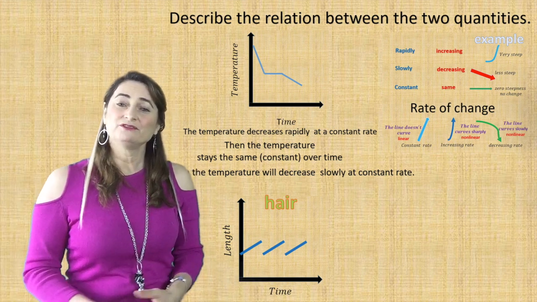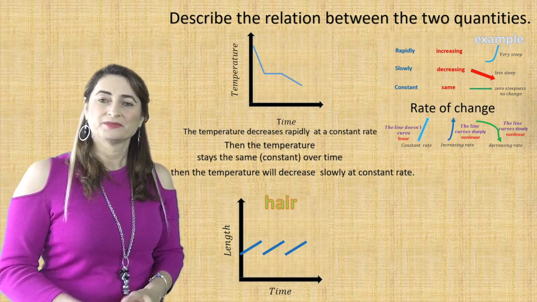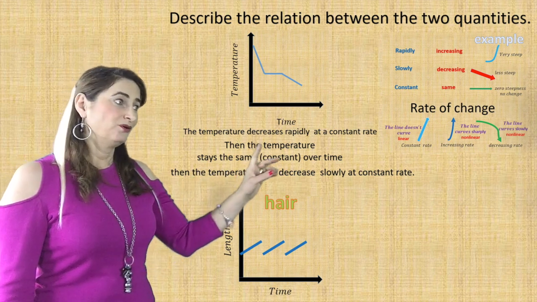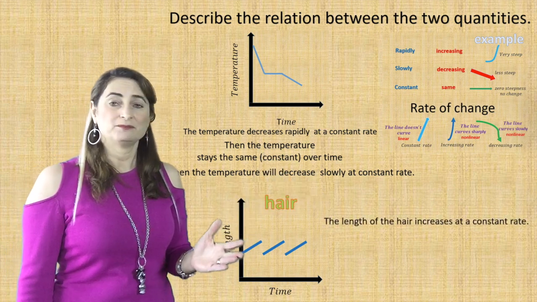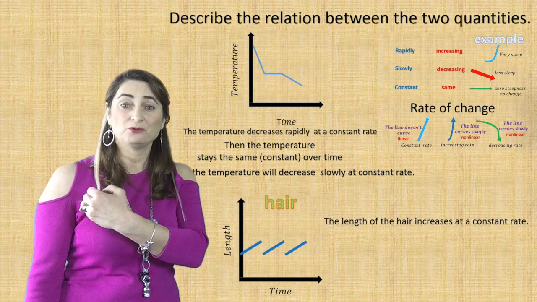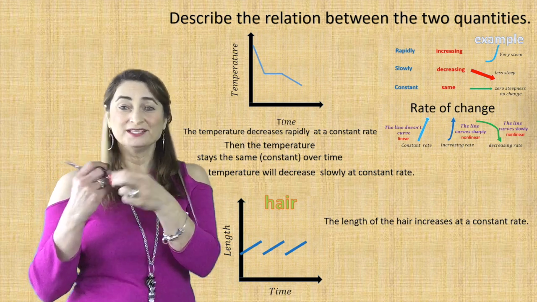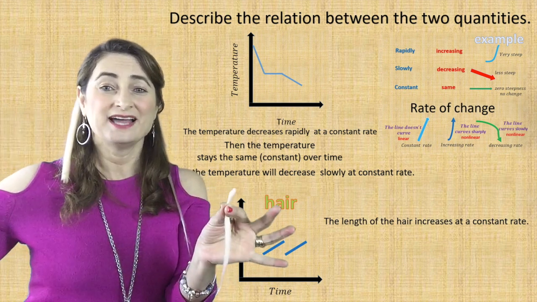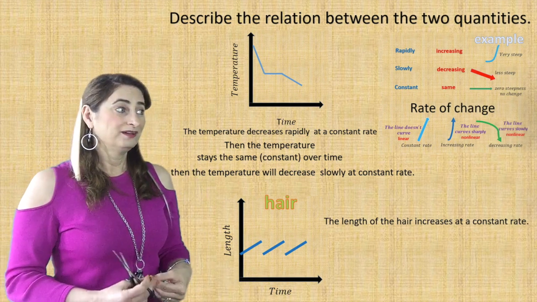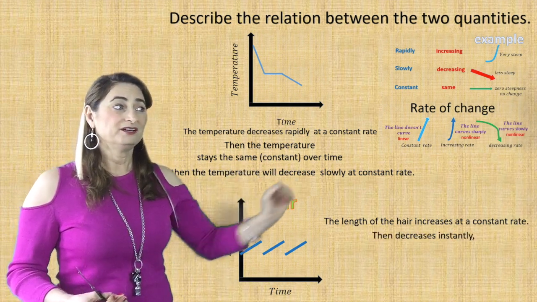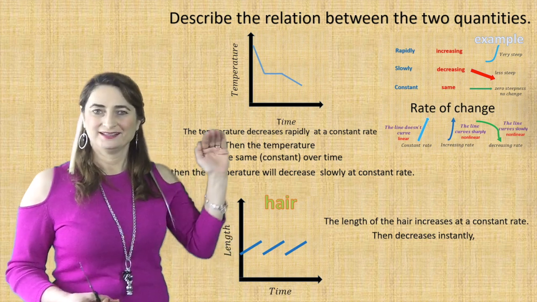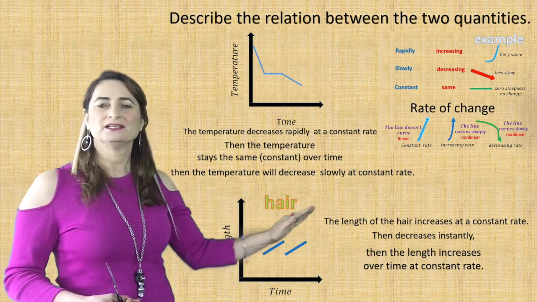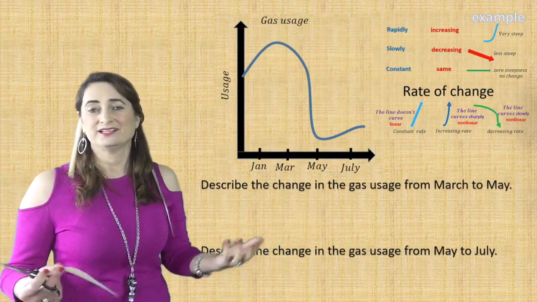Now, when it comes to the length of your hair over time, it's a little bit different. Why? Because your hair grows at a constant rate. So the length of the hair increases at a constant rate. But then what happens? I am going to show you why the lines are not connected. If you take a scissor and cut your hair, is that instant? So the length of the hair will decrease instantly because once you cut it, it goes back to the first length and then it grows again. Cut it, it drops, and then it grows at a constant rate and so forth.